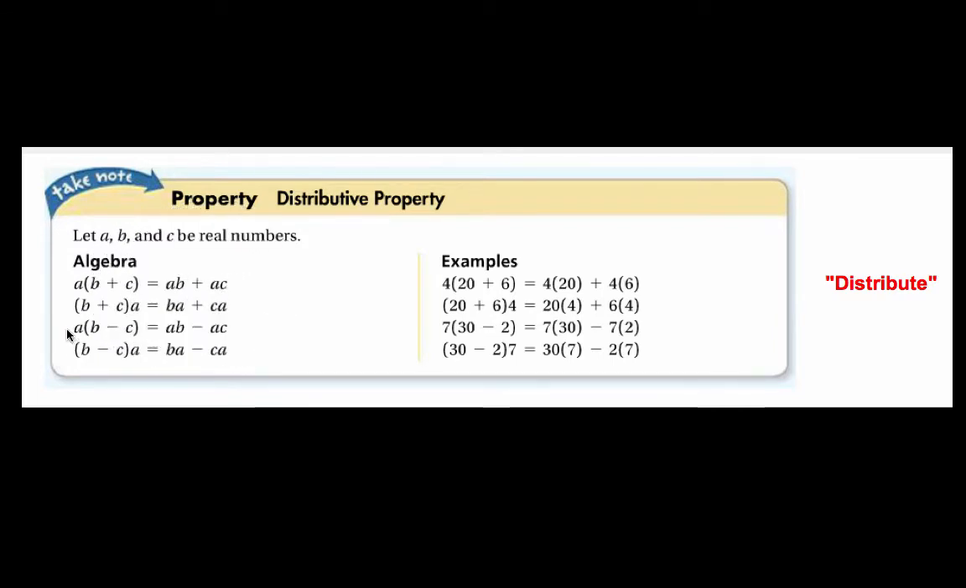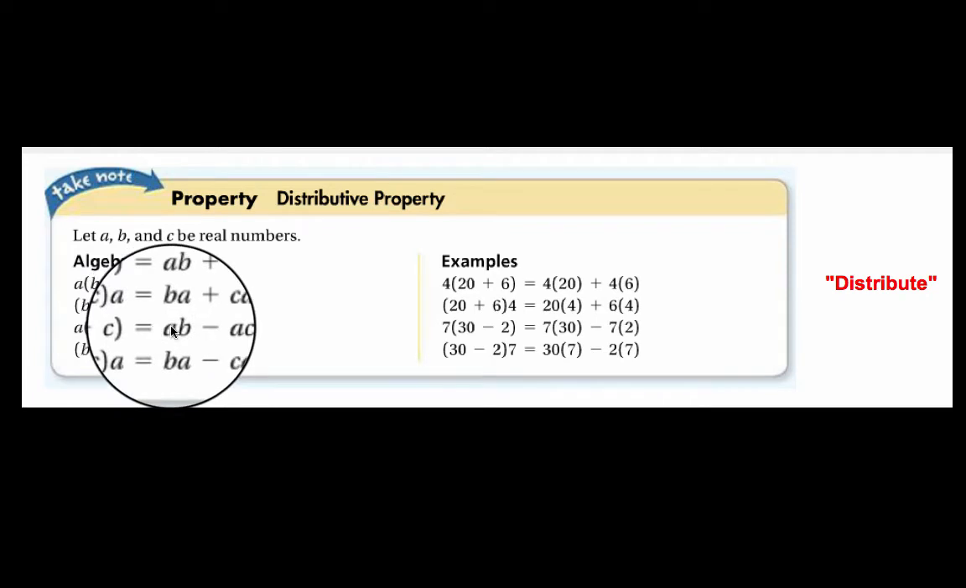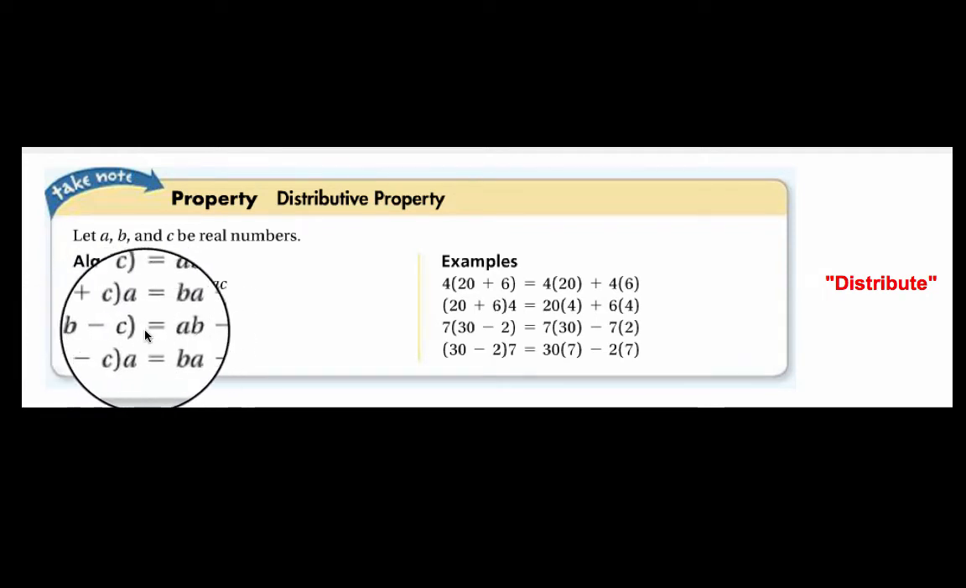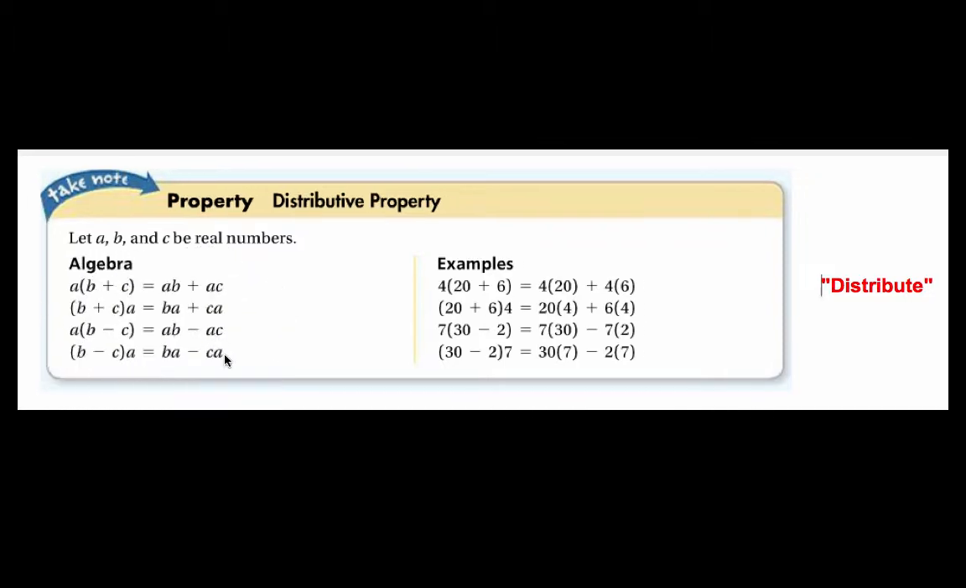And then this one here, A times the quantity B minus C, we have two things and a difference in the parentheses. So we have to distribute or pass out the A to both B and C. A times B is AB. We have a minus sign, so we'll have a minus sign here. And then A times C is AC. And again, you can see specific examples over here.